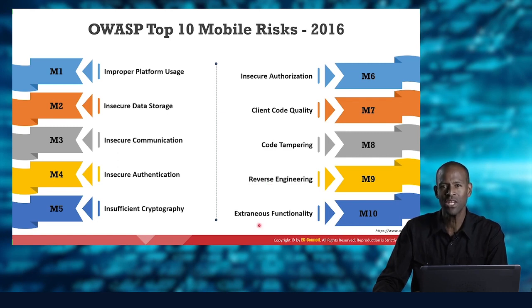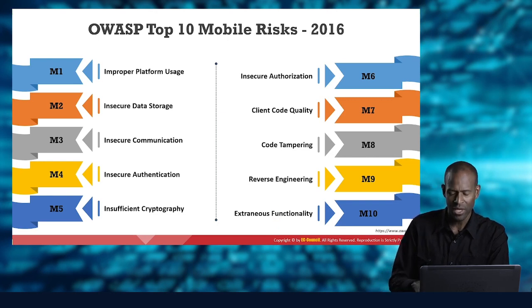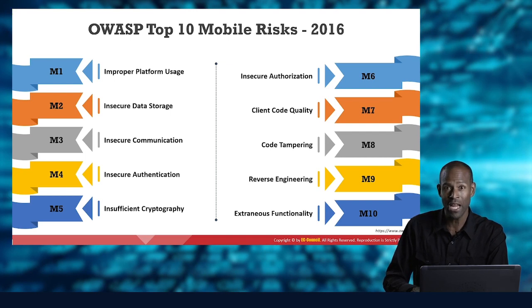And there are extraneous functionalities. We were just talking about Bluetooth and how there can be wormized attacks through Bluetooth and control of a phone taken over through extraneous entities and so on. So look at all these top 10 mobile risks. They're still extremely important for our mobile devices right now.